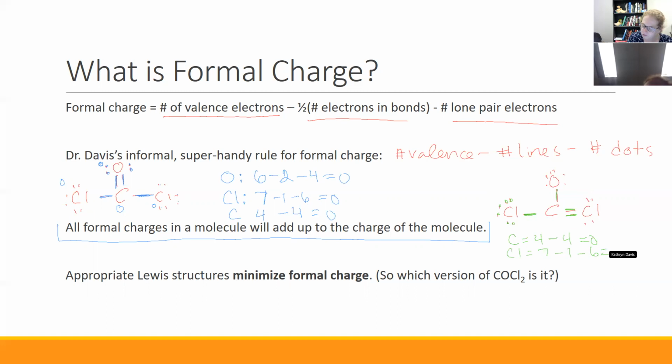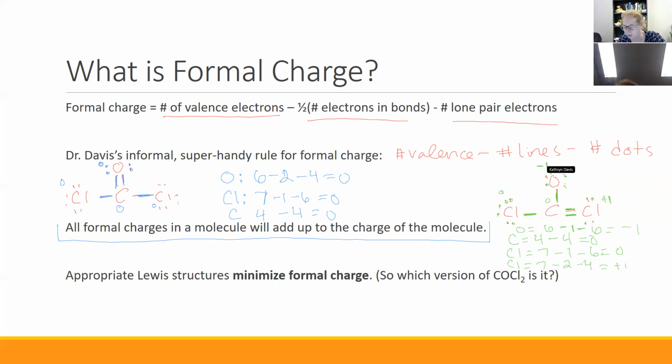That one has a formal charge of 0 as well. But the other chlorine, look at it, it has 2 lines and 4 dots. So 7 minus 2 minus 4 equals plus 1. This chlorine has a plus 1 formal charge. And the oxygen touches 1 line and 1, 2, 3, 4, 5, 6 dots. So oxygen equals 6 valence electrons minus 1 line minus 6 dots equals -1.